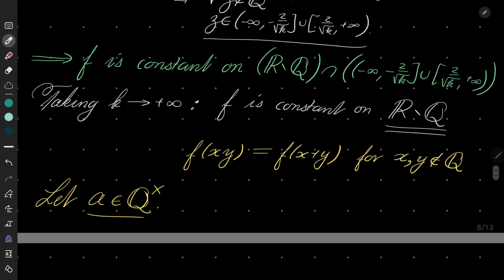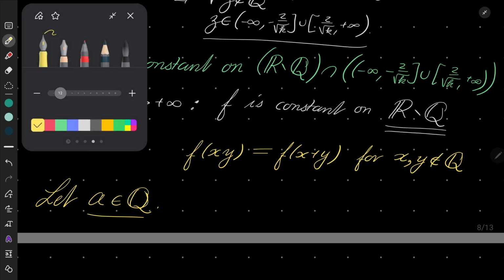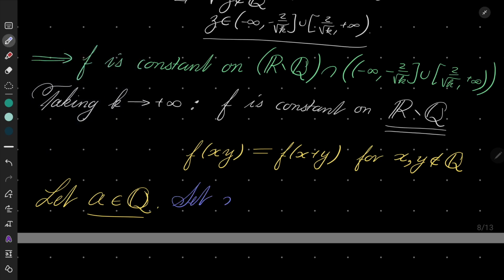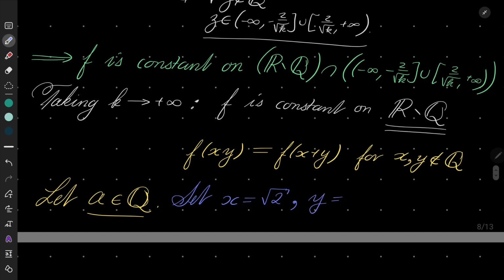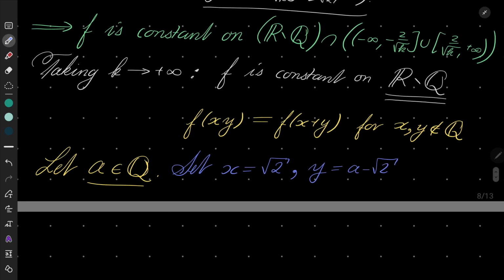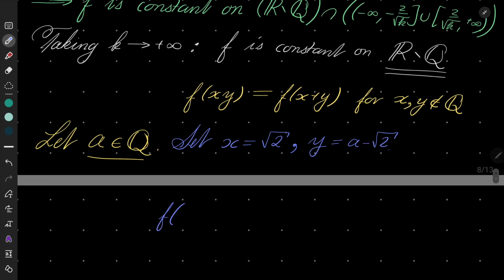Then what can we do? Oh no, let's take any rational number. Set x equals the square root of 2 and y, let's set y to a minus the square root of 2. It's clearly visible that both of these numbers are irrational, and that means that f of square root of 2 times a minus the square root of 2 equals f of a.